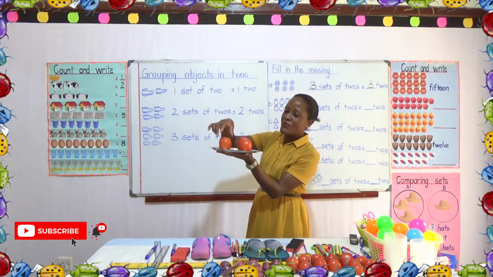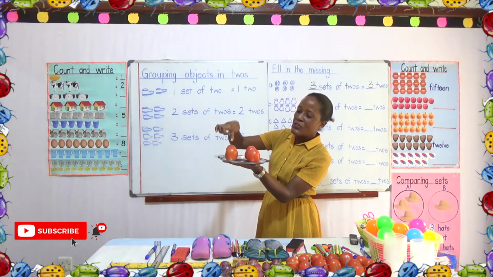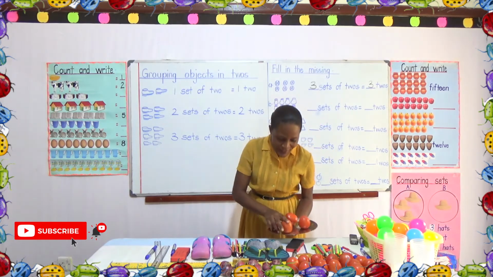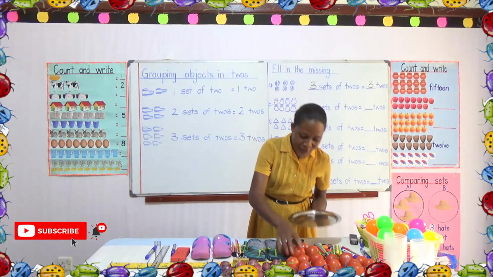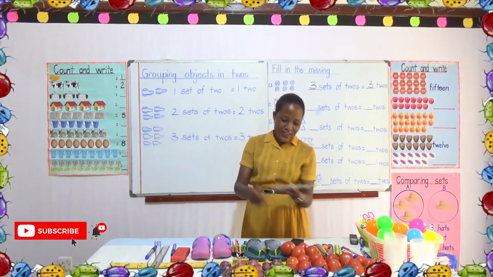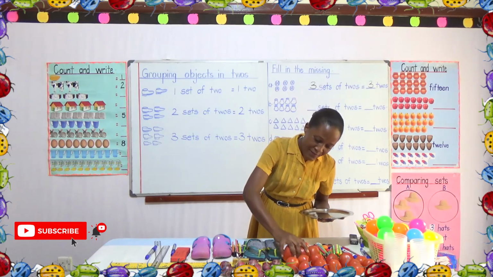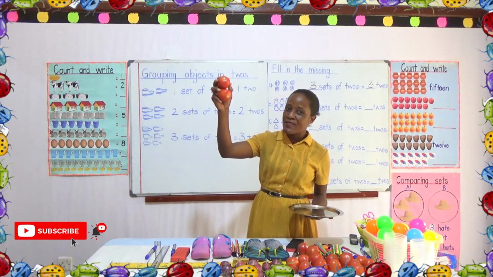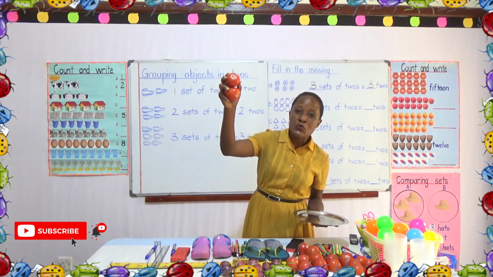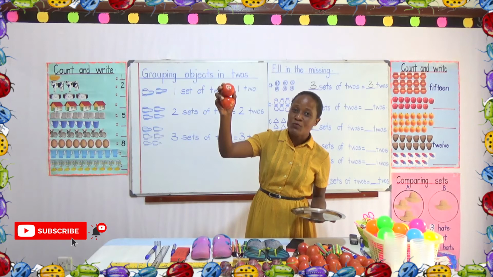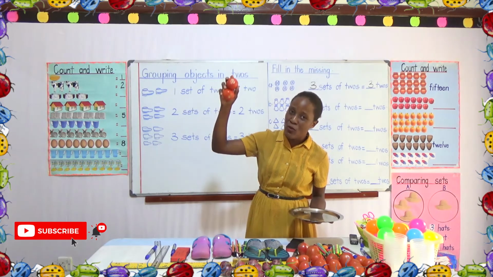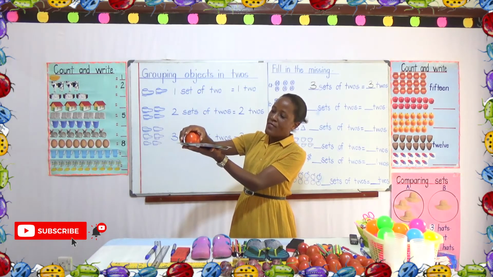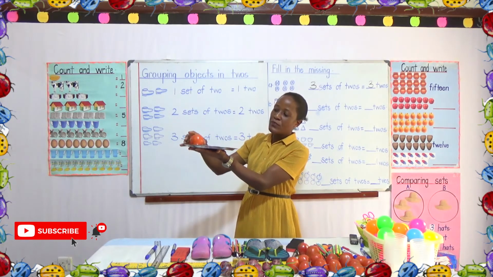Let's count together, children. 1, 2, 3, 4. What if I have 3 twos? My tray is empty. Let's put. Remember, we are grouping objects in twos. So how many twos are these? This is 1, 2. Because it is having 2 tomatoes, but it is 1 set of 2. I put it there.